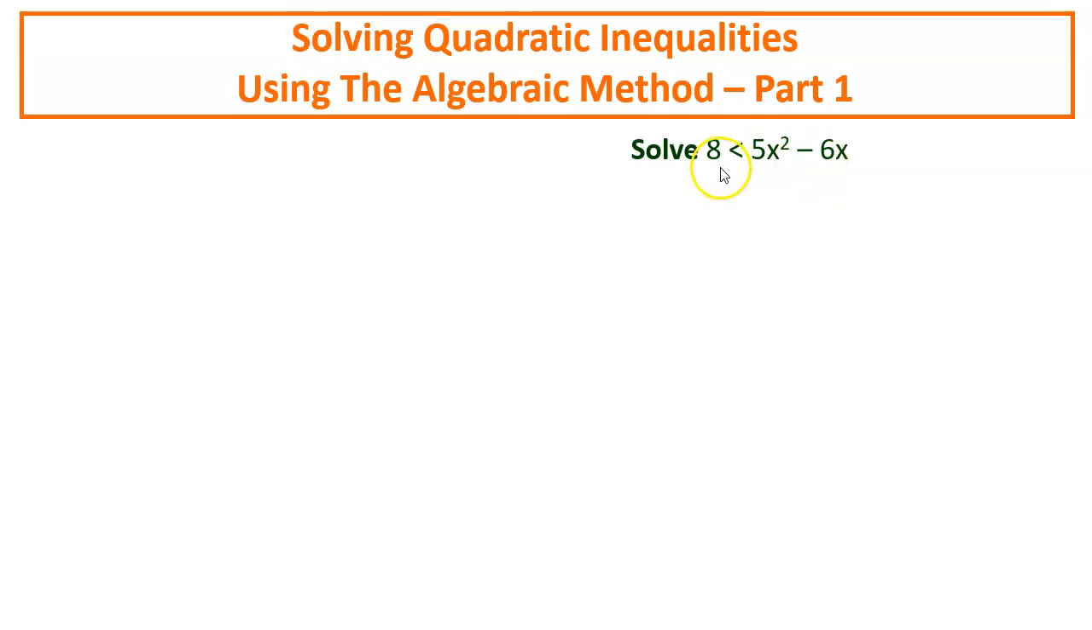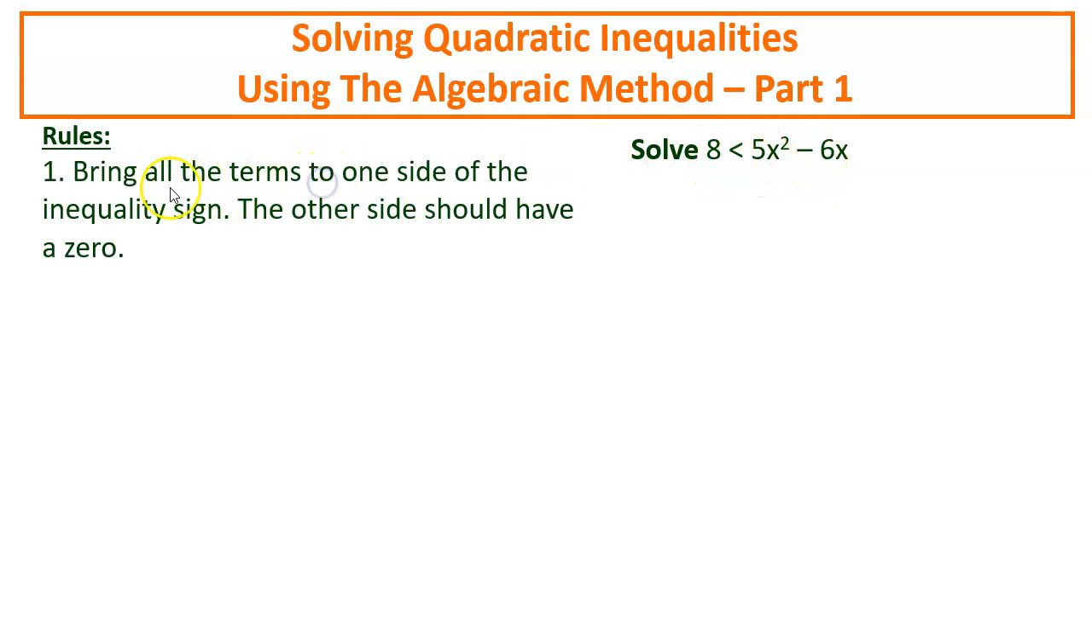Now let us move on to the rules. The first rule says bring all the terms to one side of the inequality sign, the other side should have a 0. Now we can bring this 8 to this side, or we can take these two terms to the side of 8. But I always prefer to have the term containing x squared as a positive term. So I'll be bringing this 8 to this side, and it becomes like this: 5x squared minus 6x minus 8 is greater than 0.